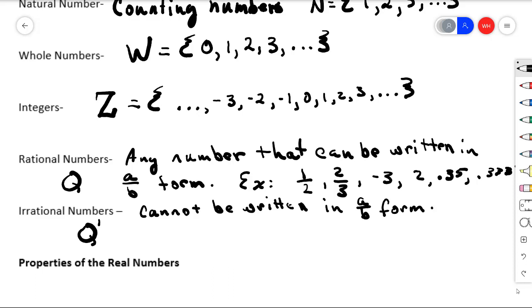Okay, some examples. Irrational numbers usually are in the form of a decimal that goes on forever and never repeats. But there are some numbers that you may recognize, like the number pi. Pi is considered irrational. The square root of 2, the square root of 3. In fact, all square roots of prime numbers are irrational.